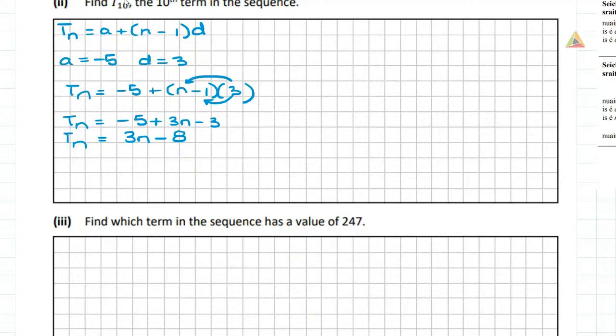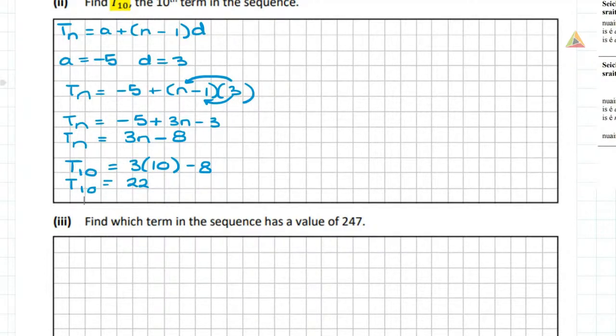That's my general formula for any term that's in this pattern or in this sequence, but they've asked me to find T10, the 10th term, so that means I'm going to sub in 10 everywhere I have an n. So I'm going to say that's 3 times 10 minus 8, and when I put that into the calculator, I'm going to get 22. So T10, the 10th term in this pattern, is going to be 22.